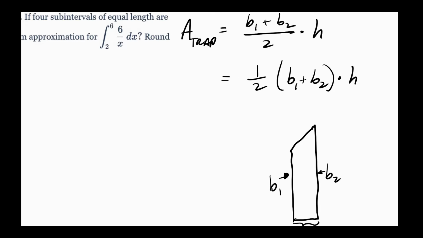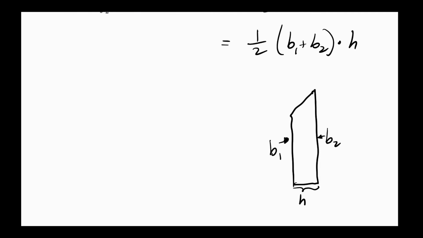Base 1 plus base 2 divided by 2 times the height, or 1/2 times base 1 plus base 2 times the height. Either of those will work. They're both the same thing. Base 1 is the shorter base. It doesn't really matter, base 1 and base 2 are interchangeable, but when I say base 1, I'm talking about the shorter side. Base 2 is the longer side, and then the height is actually the width of each of them.